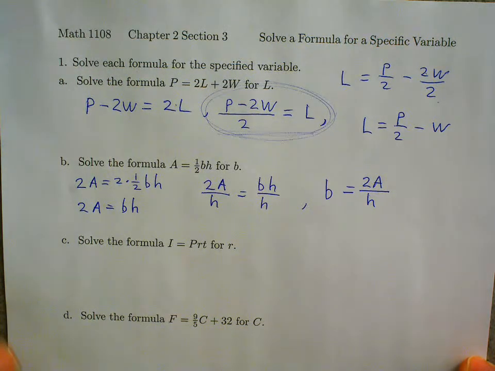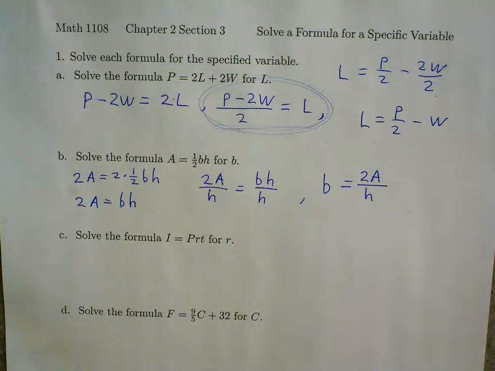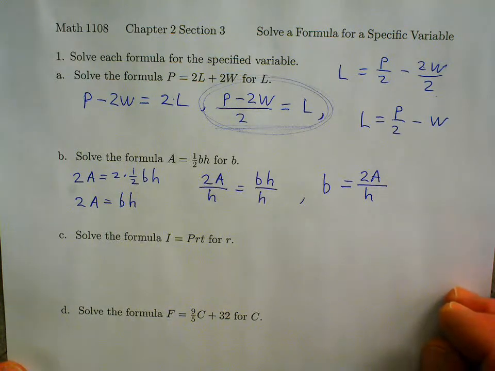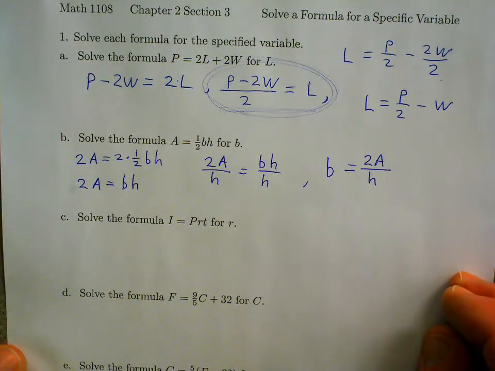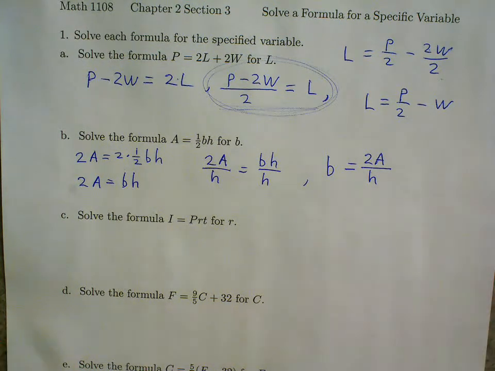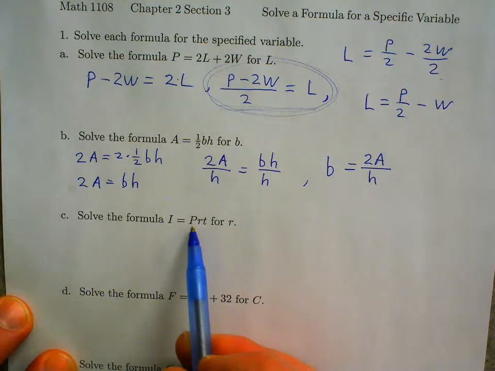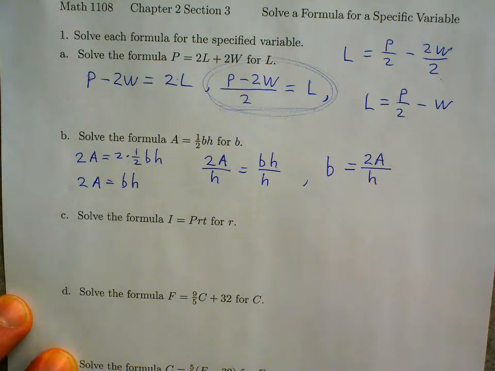Okay, in part C, solve the formula capital I equals capital P times R times T for R. We can solve for R in one step. So what should I do to solve this equation for R? On the right-hand side, I have P times R times T. So yeah, if I just divide both sides by P times T, then we'll be done.